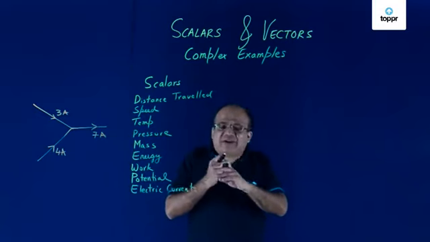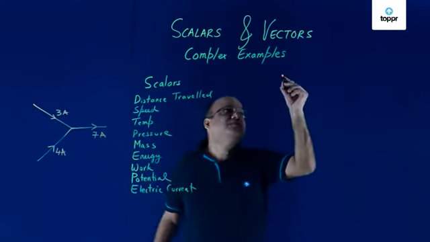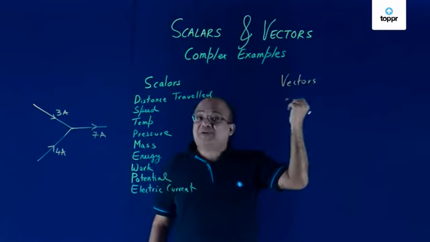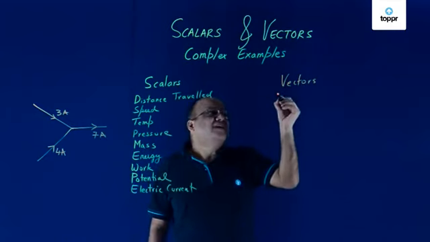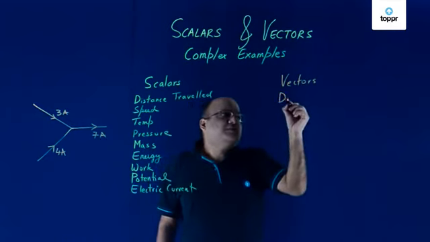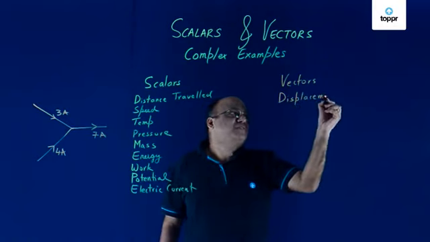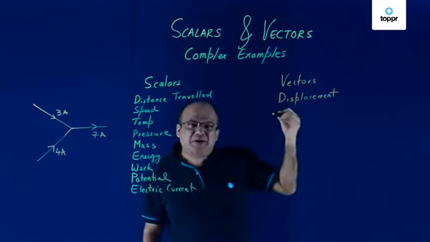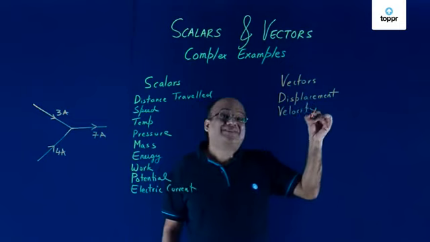Now let us look at vectors. Vectors have got magnitude. They have got direction. And they obey the laws of vector algebra. That is important. Okay. So we start with displacement. Displacement is the first vector that we can think of. Displacement per unit time is velocity. Velocity is also a vector.